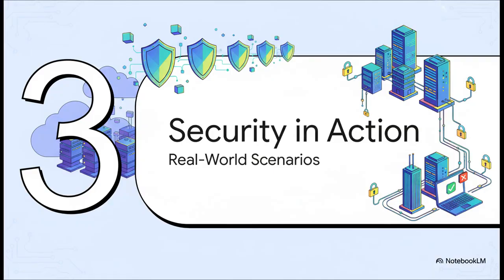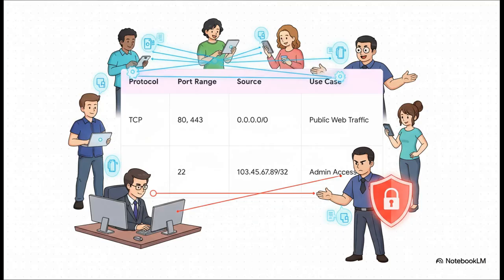Okay, enough theory. Let's see what this looks like in the real world. Let's put this bouncer to work. Here's a super common example, a web server. You're going to tell your bouncer, hey, for normal web traffic on ports 80 and 443, let everyone in. That's what that 0.0.0.0 means, the whole internet. But then you'd add another rule. For administrative access on port 22, only let in traffic from this specific IP address. See? Open for business, but locked down for admins.